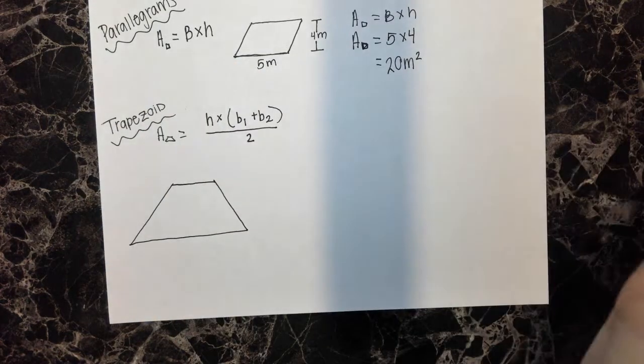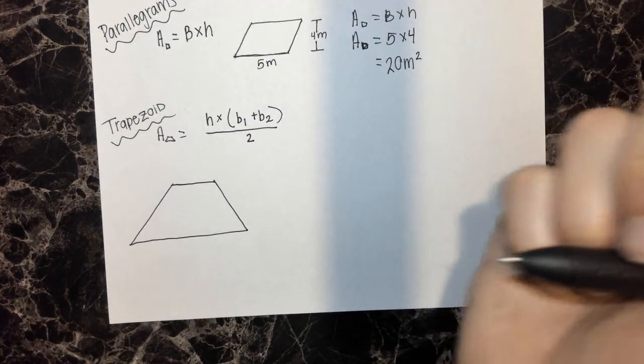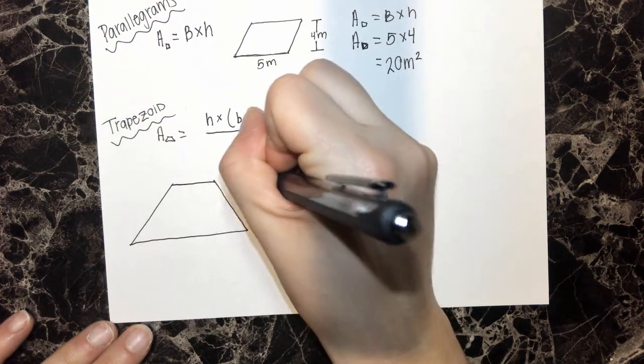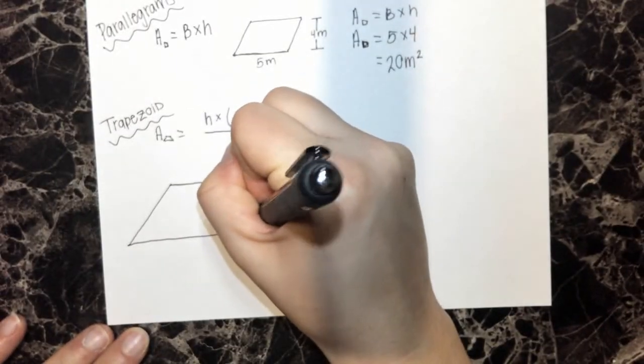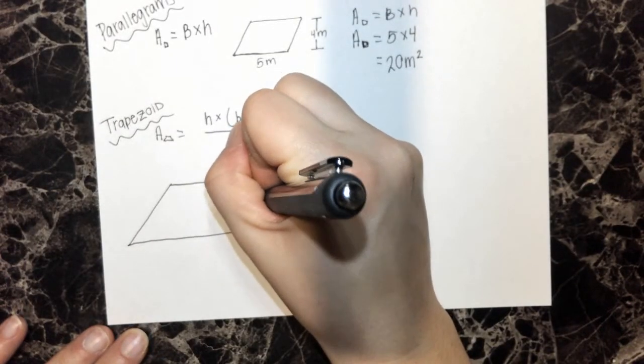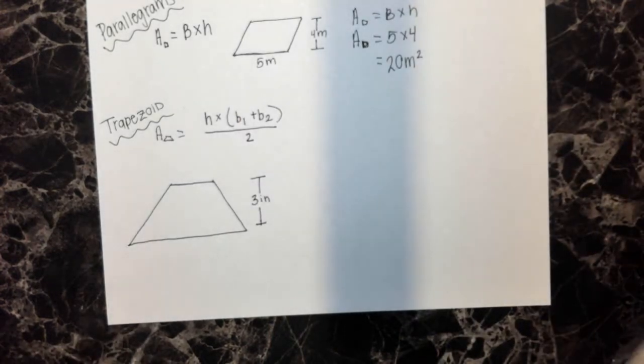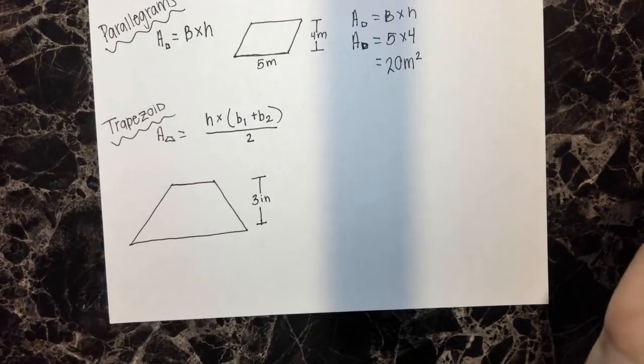When you're given a trapezoid, you're going to have more numbers than you're used to. You are going to have a height. Let's say our height is 3 inches. You're going to have a length for the top and the bottom base.